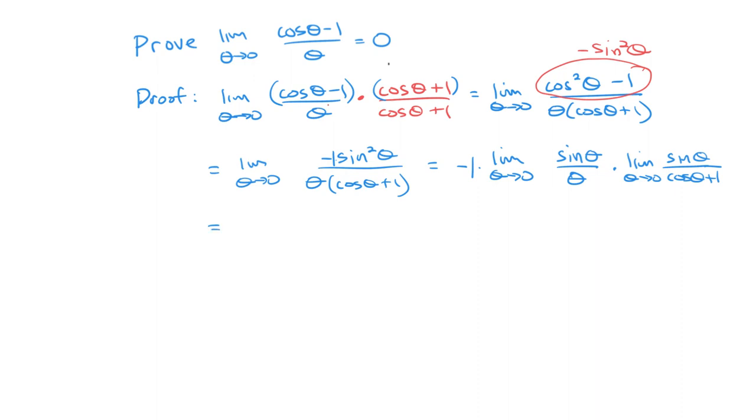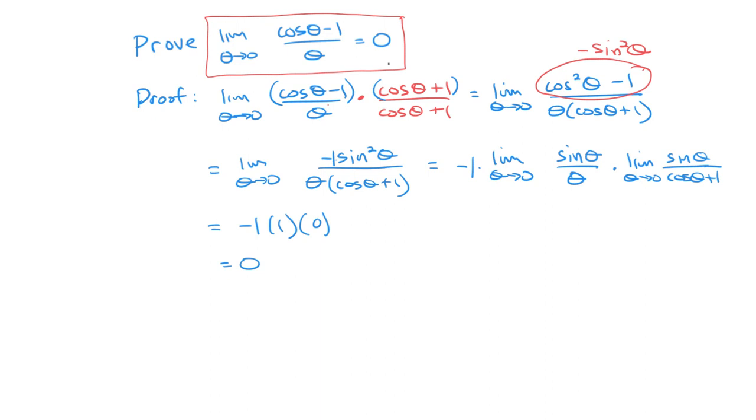So that's going to be negative 1 times 1 times, now if I plug 0 in here, I get sine of 0, which is 0, and then this is cosine of 0, which is 1, plus 1. So I get basically 0 over 2, but that's just 0. So the whole thing is 0. Okay, so we needed to show that, and that is what we've shown. So now we are ready to go.